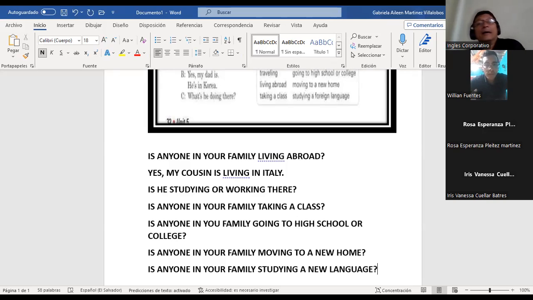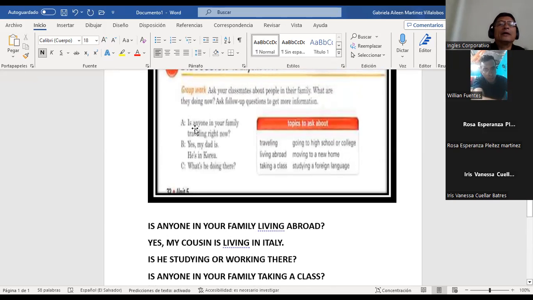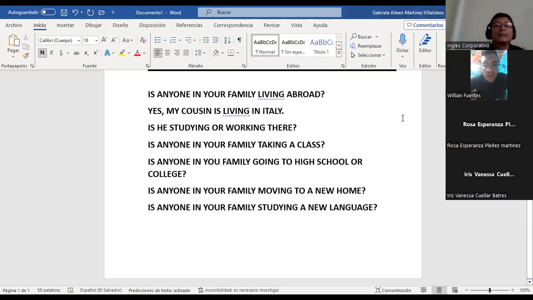But teacher, anyone is not used in the answer? No, because you see the example here. Don't use that in the answer. Look, the example is: anyone in your family traveling right now? Yes, my dad is. Anyone means alguno de tu familia o alguien de tu familia. Okay? Because that is not like in El Salvador, that there is someone, yes, there is someone.